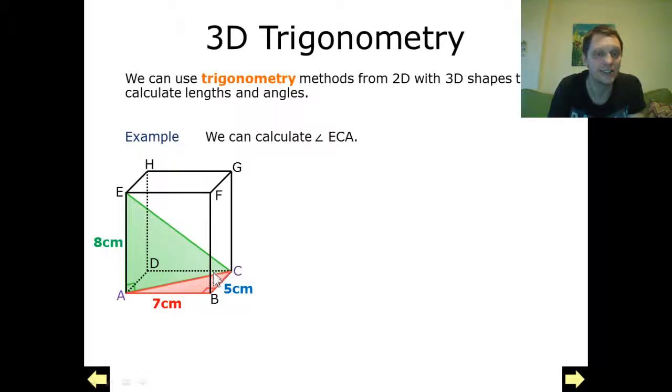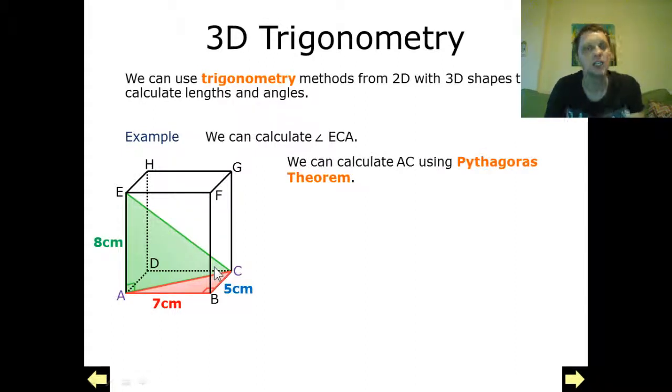Of course, the middle letter is exactly where our angle is, and the other two letters either side are telling us where our angle is. So our angle is going to be between E and A. So our angle just in this corner here. So to find this, first of all, I need this length here of AC.